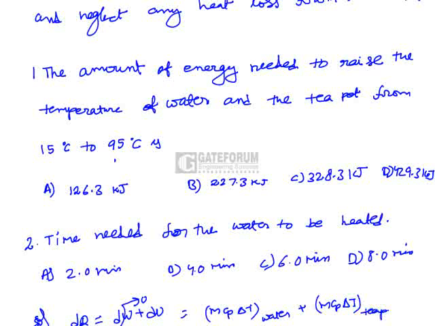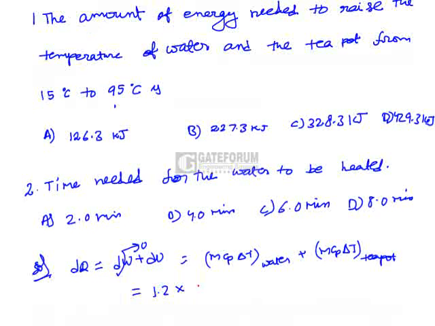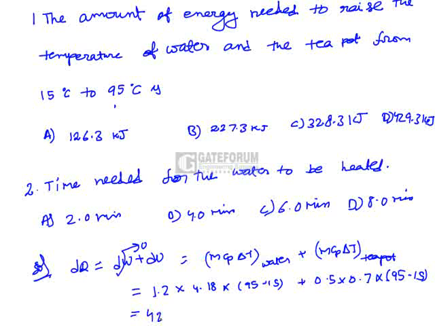So here the mass of the water is 1.2 kg and the specific heat is 4.18 kilojoule per kg degree centigrade and the change in temperature is 95 minus 15, plus the mass of the teapot is 0.5 kg and the average specific heat of the teapot is 0.7, and again 95 minus 15 is the change in temperature. So here it is equal to 429.3 kilojoules.